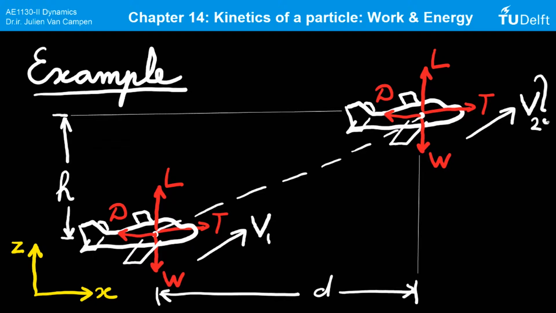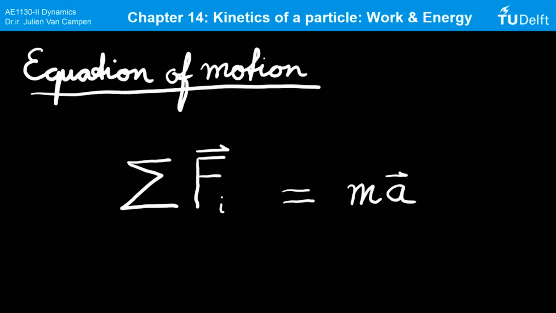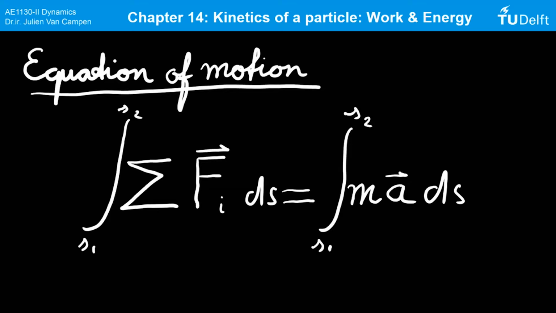So, what is v2? This question can be answered using the principle of work and energy. The principle of work and energy can be derived starting from the equation of motion of a particle, which we have seen in Chapter 13. The equation of motion states that the sum of forces acting on a particle equals the mass of the particle times the acceleration of the particle. It is possible to integrate the equation of motion over distance. Here we integrate both sides of the equation from distance s1 to distance s2.